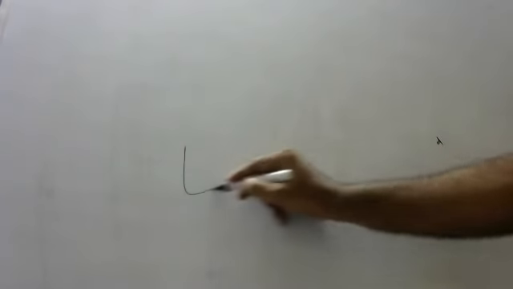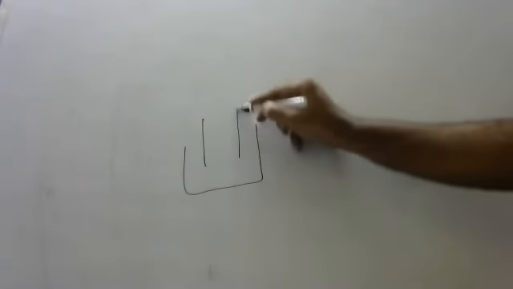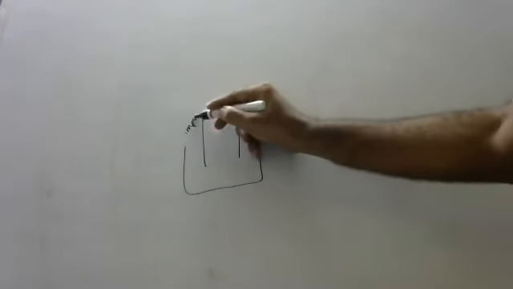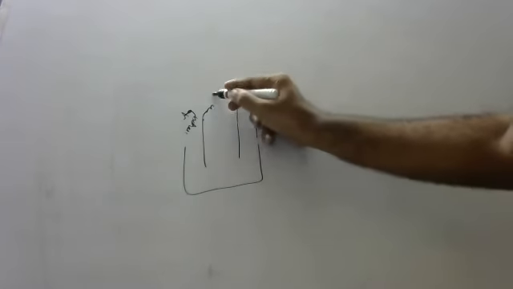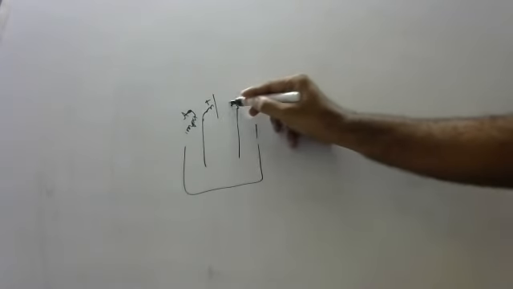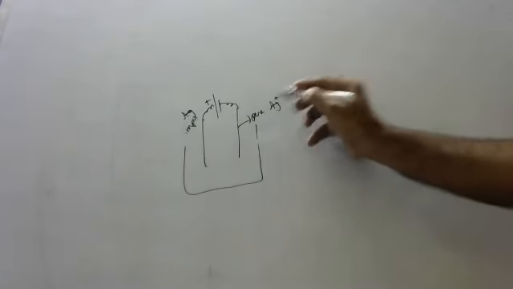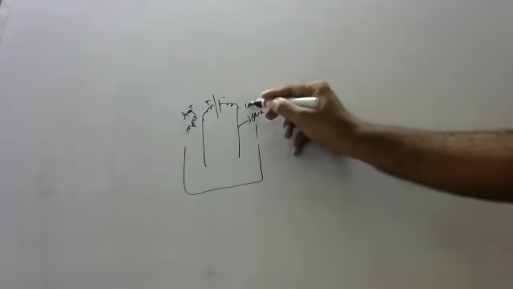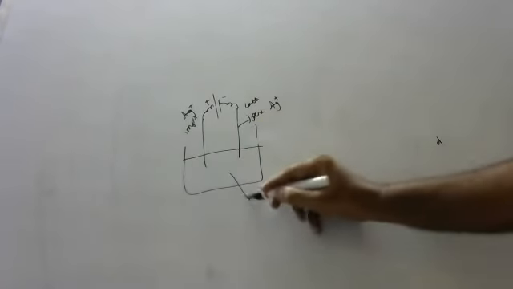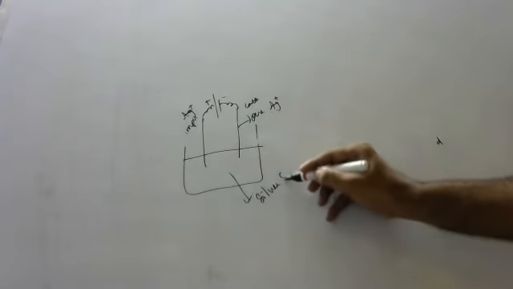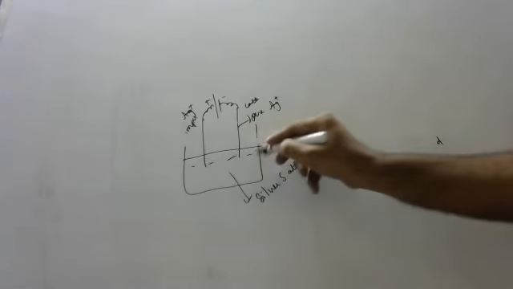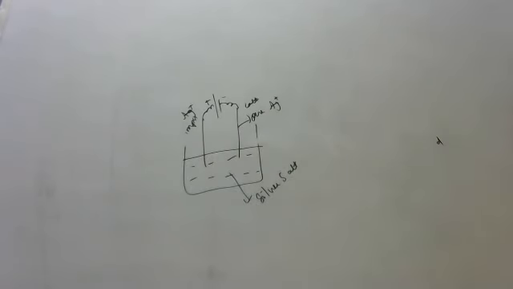Suppose I want to purify silver. Impure silver, I will take as anode. Pure silver, I will take as cathode. And silver salt, I will take as electrolyte.